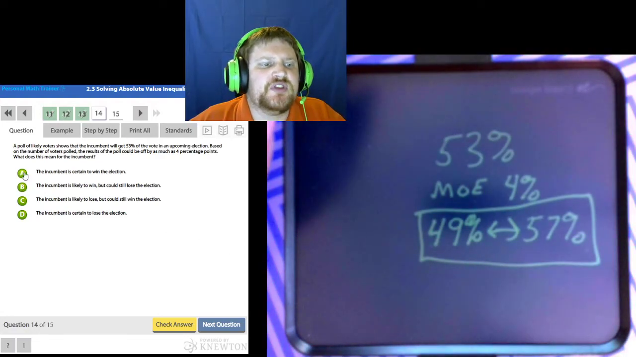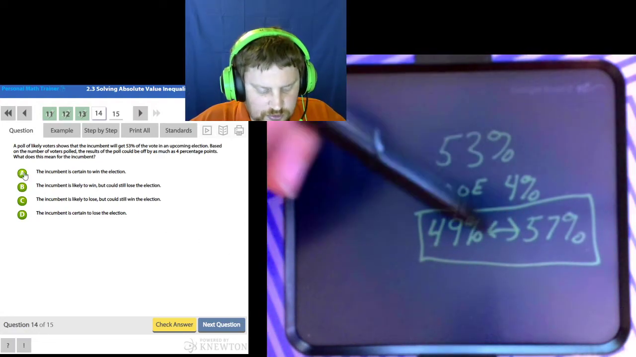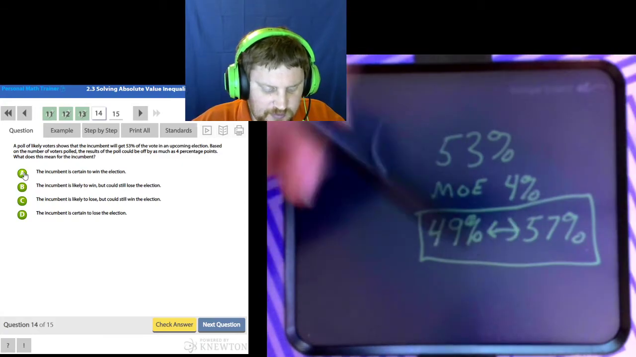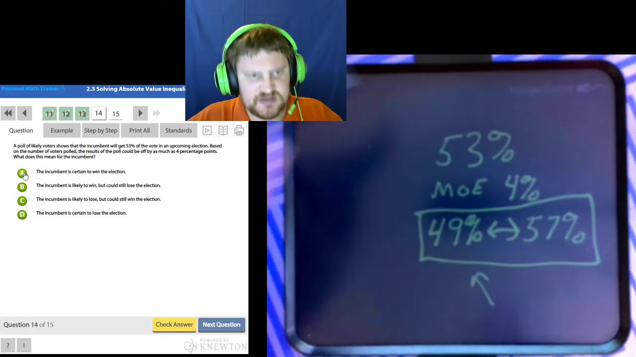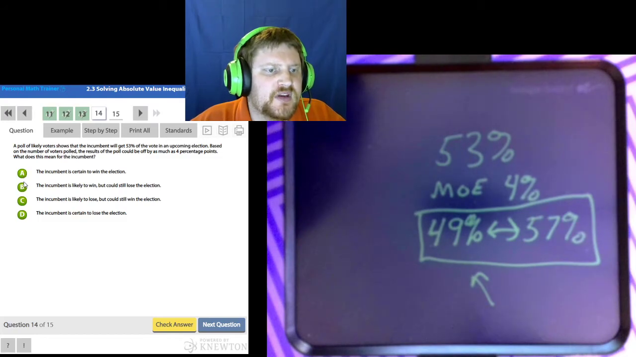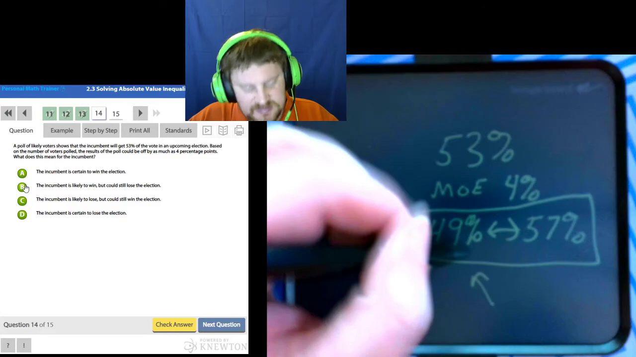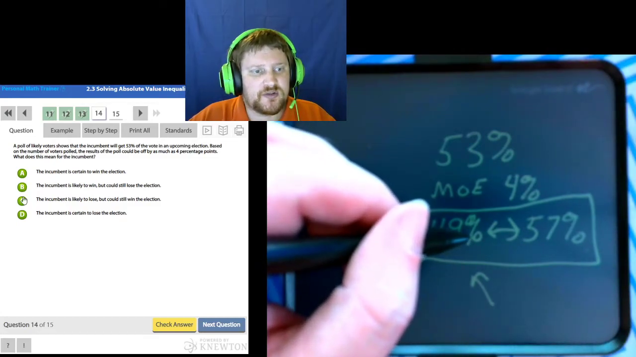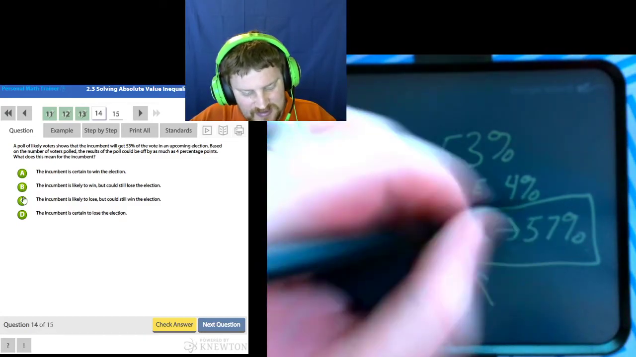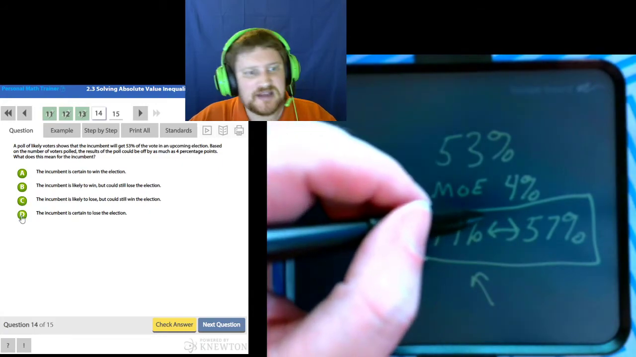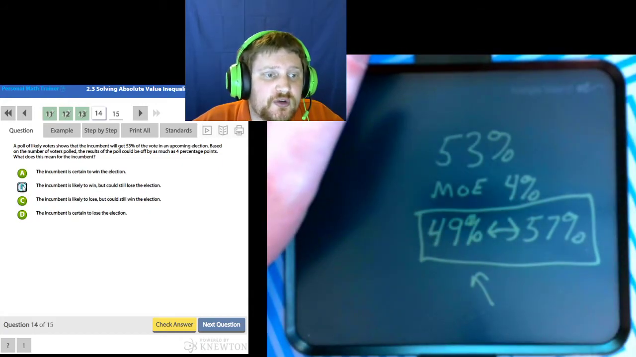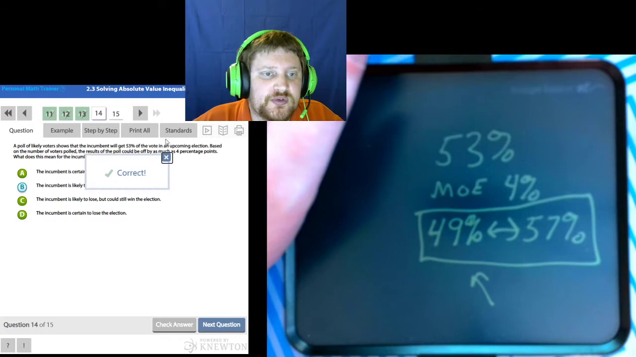The incumbent is certain to win the election. Well, that would be true if he was always going to get more than 50%, but he's not. The incumbent is likely to win, but could still lose. I'd say that's probably good. Likely to lose? No, because it's more likely that he gets more than 50%. And it's definitely not certain he'll lose. So he's likely to win, but could lose.